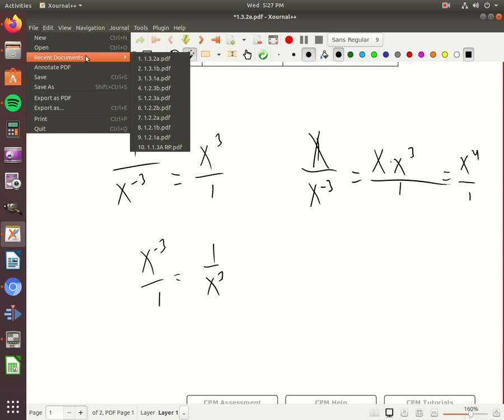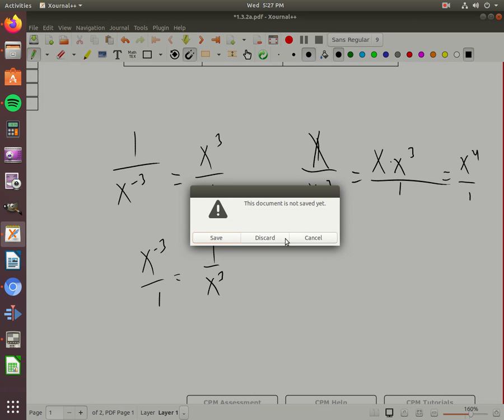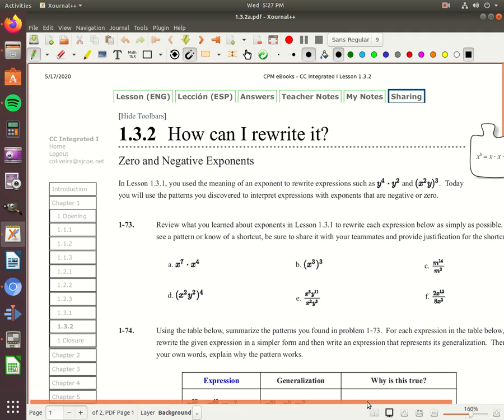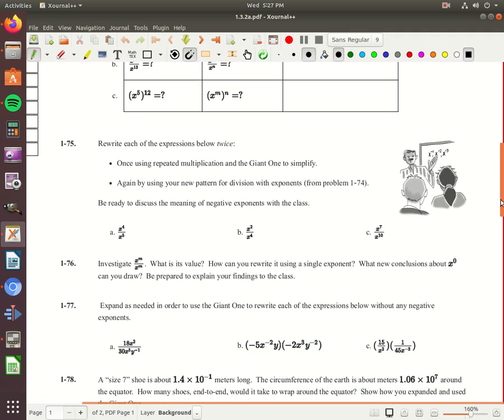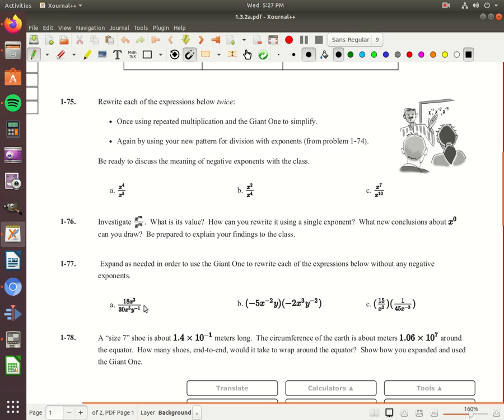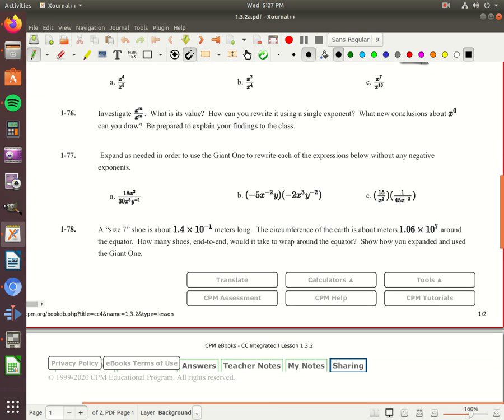So let's go ahead and get a clean slate and keep going with this. We've done that, we've done these. So now we're down here. It says expand as needed in order to use a giant 1 to rewrite each of the expressions without any negative. By the way, you never have a negative exponent when it is simplified.